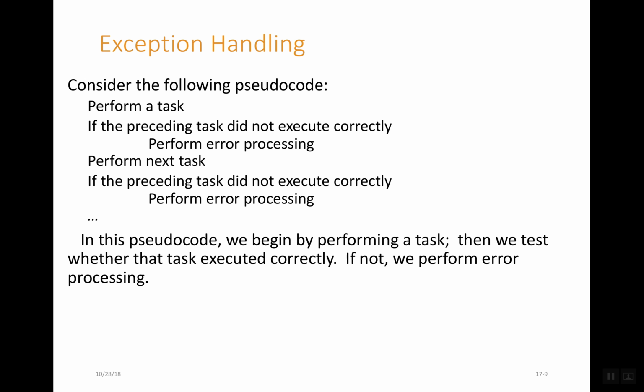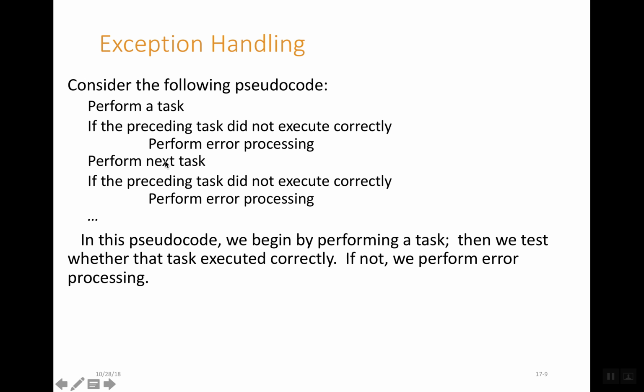So how are exceptions handled? Exceptions are handled, for instance, using try and catch blocks. This is a pseudocode for exception handling. The code is straightforward: perform a task, and if the preceding task does not execute correctly, that means it creates an exception, perform error processing. How will you handle those errors? And then go to the next task.